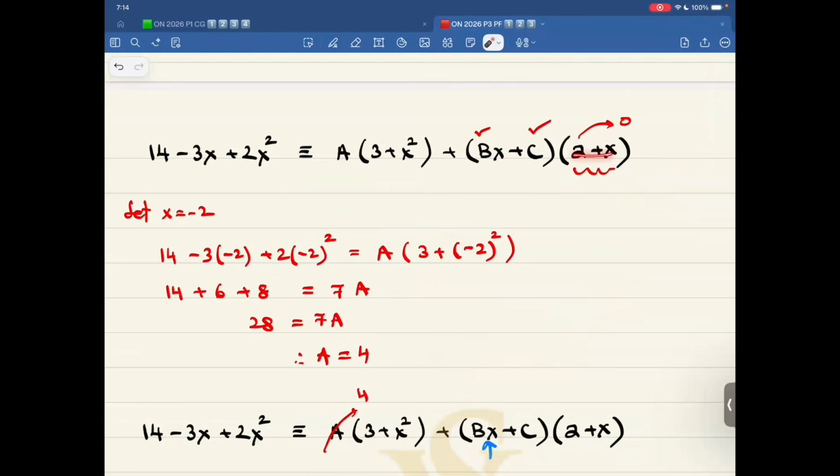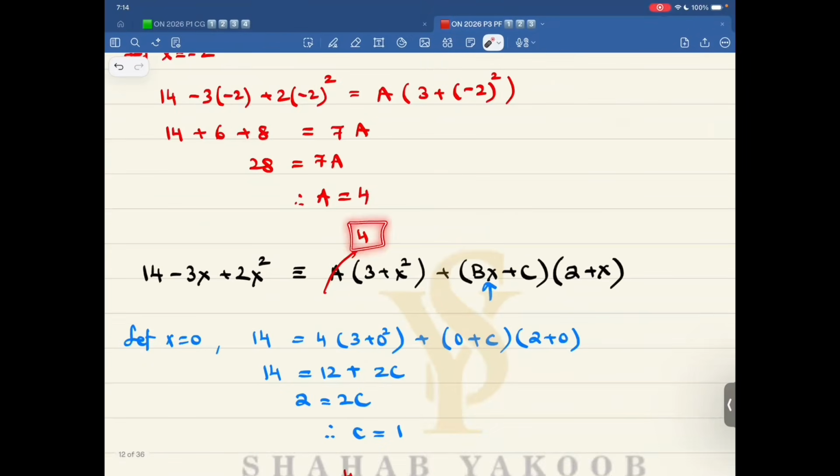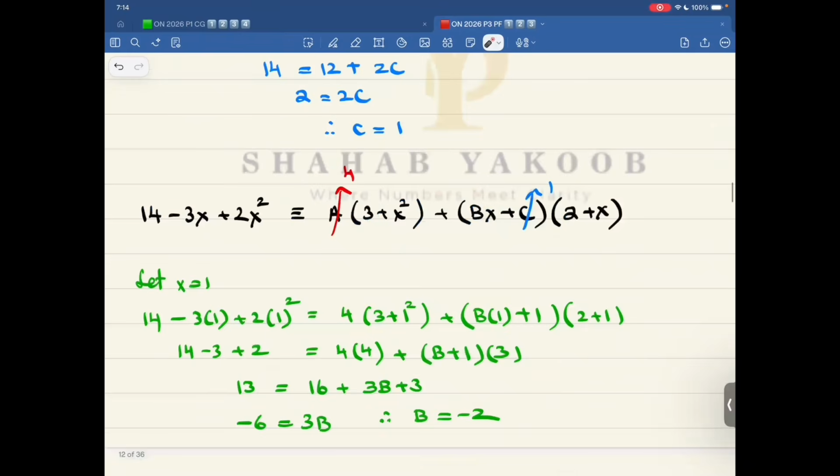Choose a value so that this bracket becomes 0. These two disappear. Find the value of A. Substitute the value of A. Choose x equals 0. Find C. Substitute A. Substitute C. Choose any value. Find the value of B.